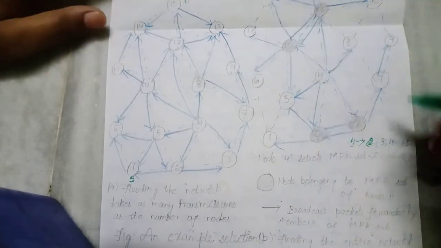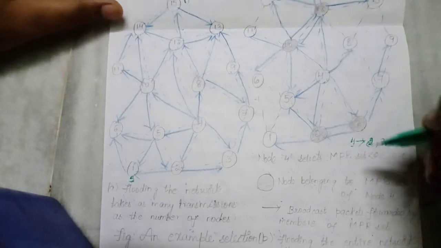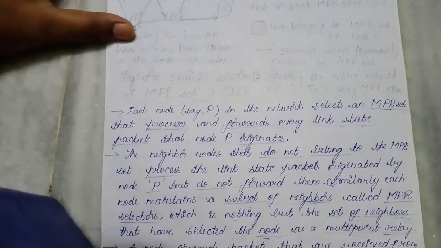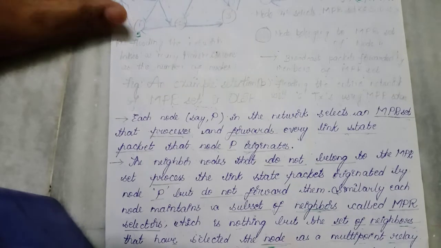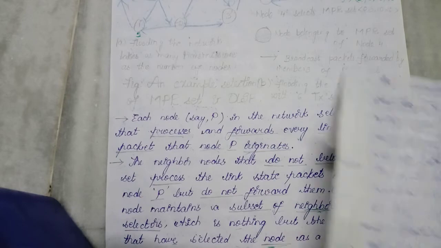Those nodes which are in the MPR set will forward their packets. Those nodes which are not in MPR set, they will just process the packet. I hope you understand it. Please be with me if you want to learn more about OLSR.